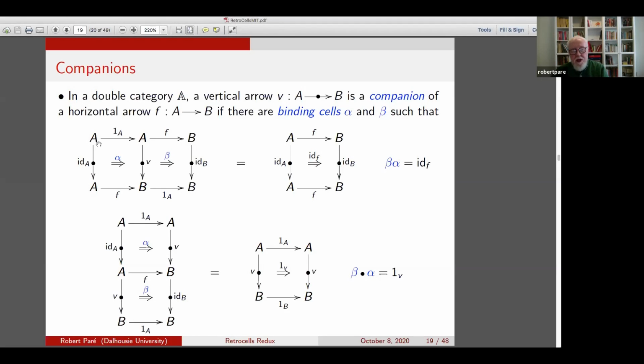So, if you imagine that you could compose, which you can't, but if you could compose this identity with V and this identity with F, then you're getting something from F into V. And the same thing on this side here.